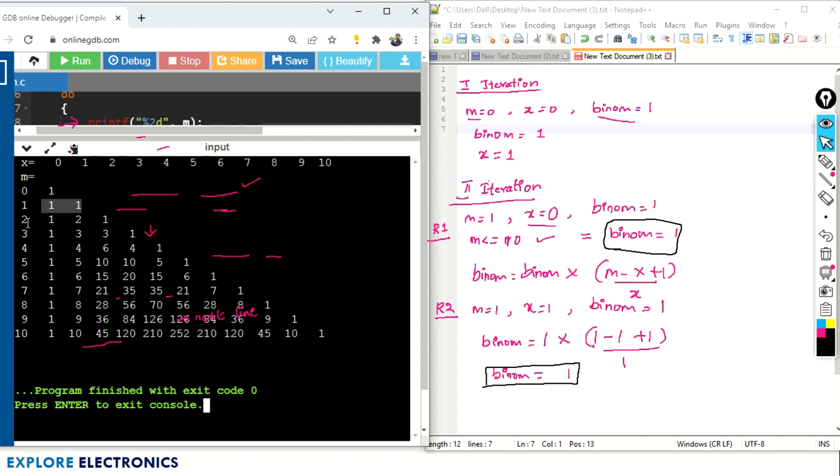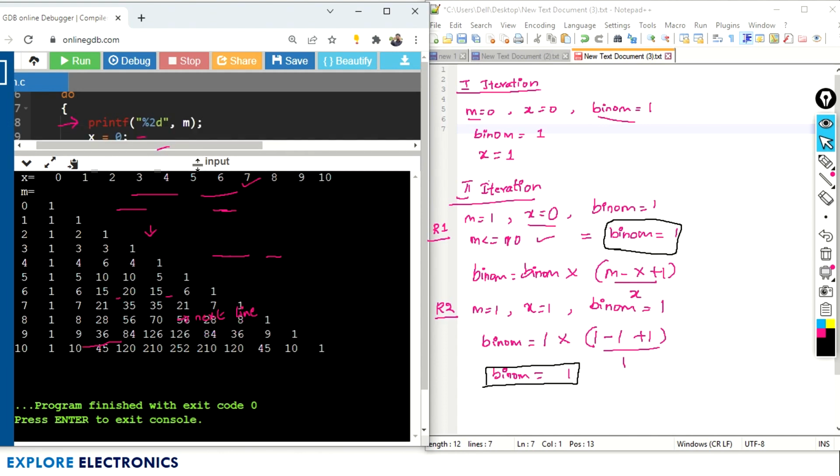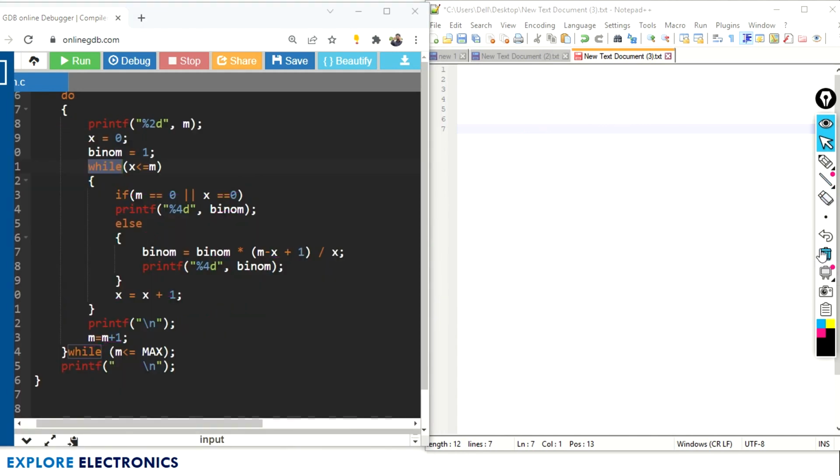Now let's understand the third iteration too, the same way. In the third iteration, again x will be incremented by 1. Previously we had x equal to 1. Now we are incrementing it by 1, so x becomes 2. Now it is going to check if x is less than or equal to m. As we all know, our m is still 1. Now 2 is greater than 1.